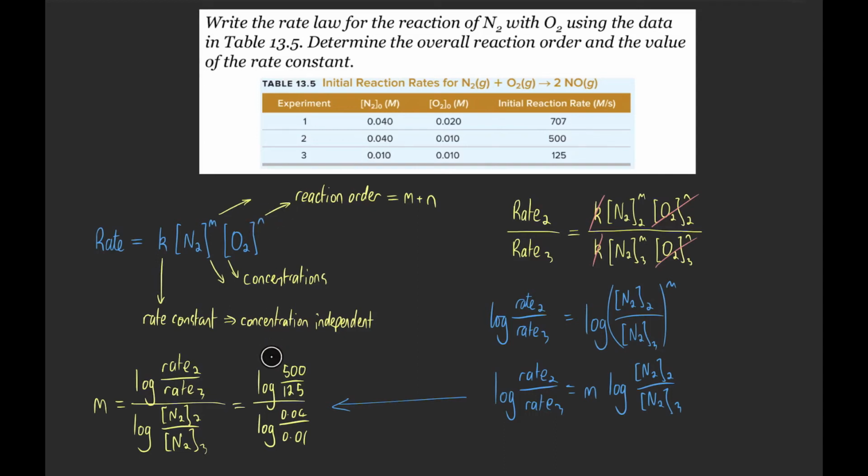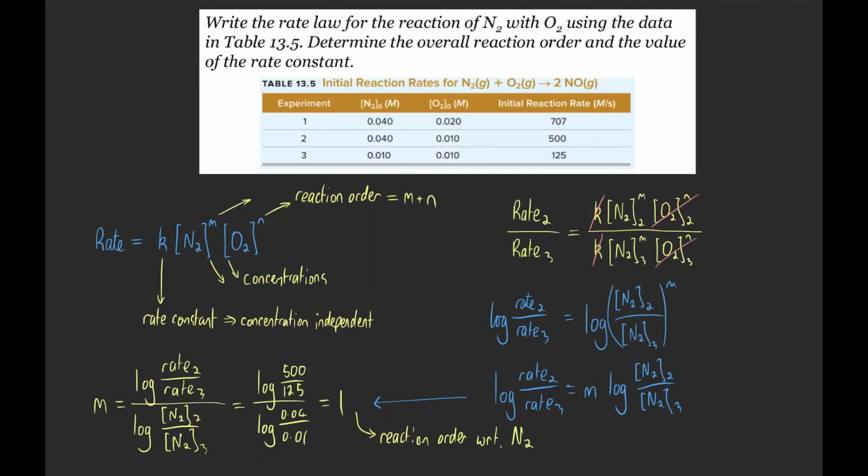Now you should see that the ratio of our numerator and our denominator here actually are the same in both cases. Both of these are the logarithm of 4, and so this cancels down to be equal to just 1. So this whole process has told us that the reaction order with respect to nitrogen is equal to 1. So this is our reaction order with respect to N2.